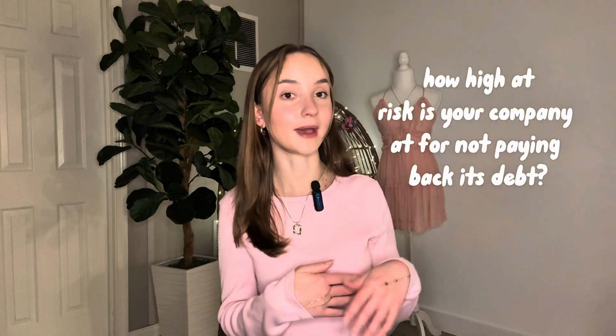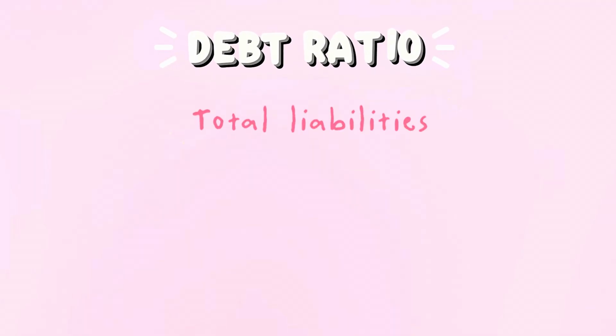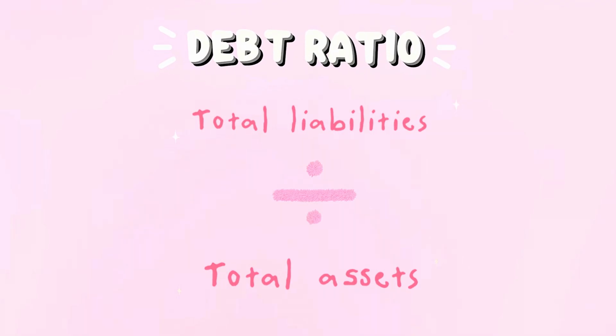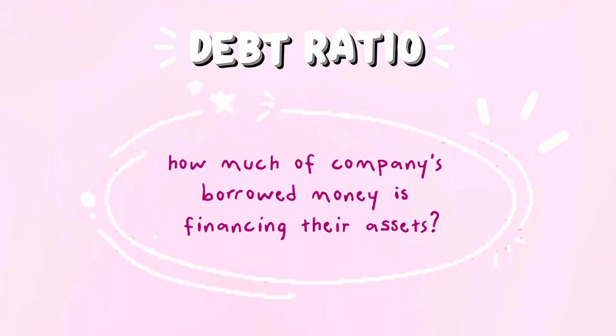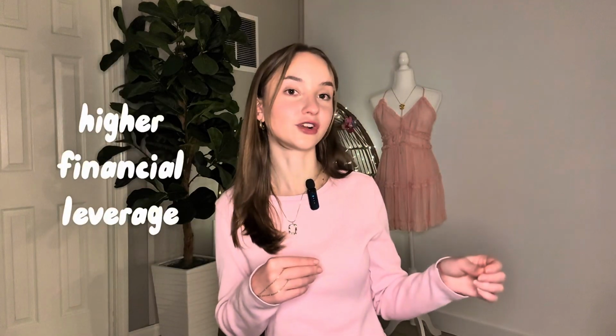The debt ratio is also good for assessing a company's financial situation, and it's going to measure how high at risk that company is of not paying back its debt. So to find this ratio, we will divide total liabilities by total assets. This ratio shows the relationship between liabilities and assets for a company. How much of the company's borrowed money is being used to finance their assets? If the majority of the company's assets are financed by their liabilities, then they have a higher financial leverage.